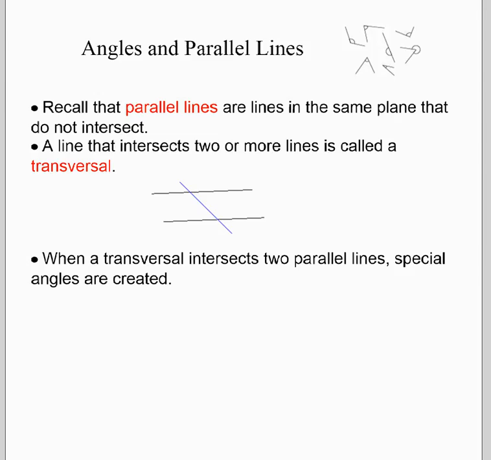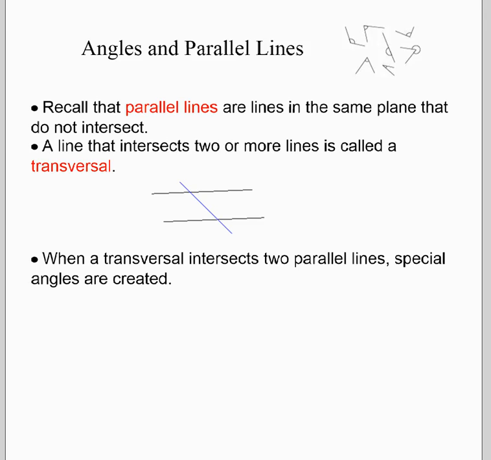In the investigation that you just completed, you were introduced to a new term called a transversal. A transversal is a line that intersects two or more lines. And when that transversal intersects two parallel lines, special angles are created. Just a reminder that parallel lines are lines that are in the same plane. That means that they have the same slope and they never ever cross, they never intersect.